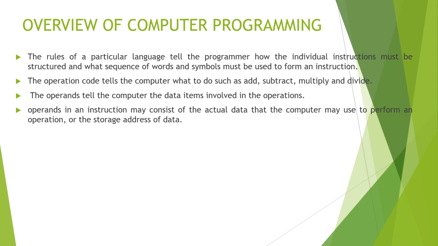The rules of a particular programming language tell the programmer how individual instructions must be structured, and also what sequence of words and symbols must be used to form an instruction. You can have the operation code, which tells the computer what to do, such as add, subtract, multiply, and divide. Then we have what we call the operands. The operands tell the computer the data items involved in the operation. The operands in any instruction may consist of the actual data that will be used to perform an operation, or the storage address of the data. Let's look at an example.